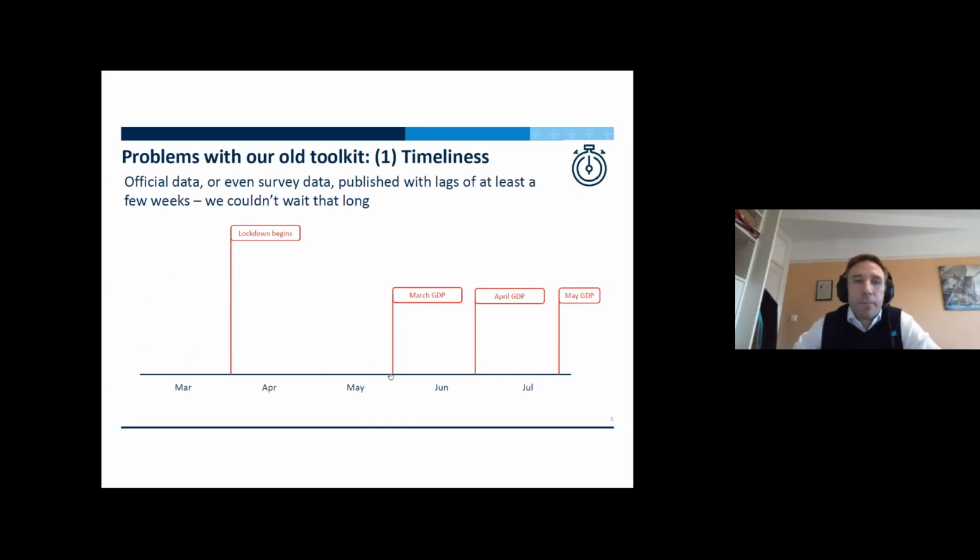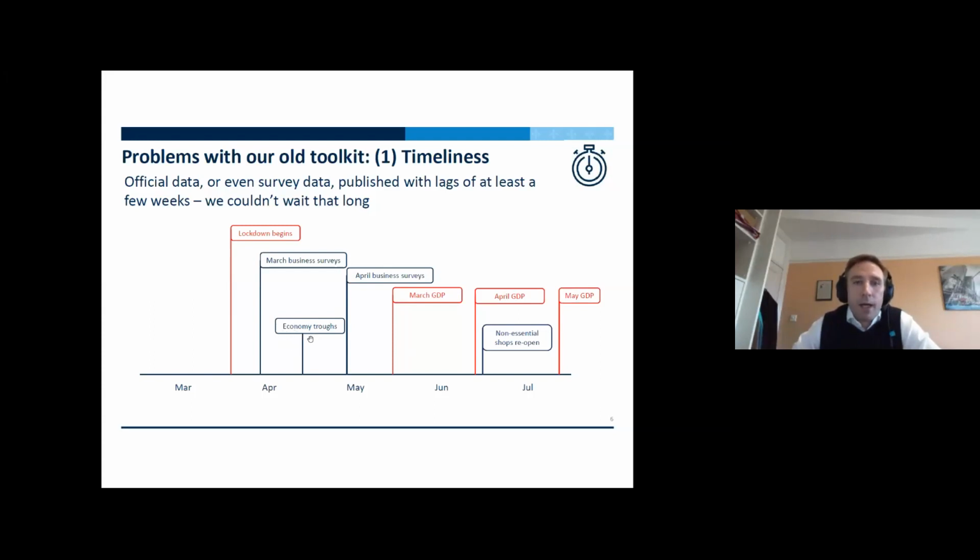7 weeks later. And even that March data would only include about 1 week of lockdown, it wouldn't be until nearly mid-June that the full effects of the pandemic in the April data would have been seen. Now, with the benefit of hindsight, the economy actually seems to have troughed by mid-April.